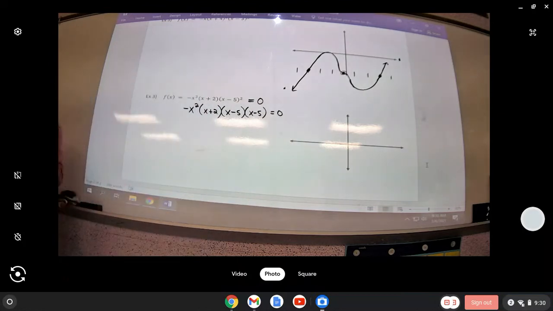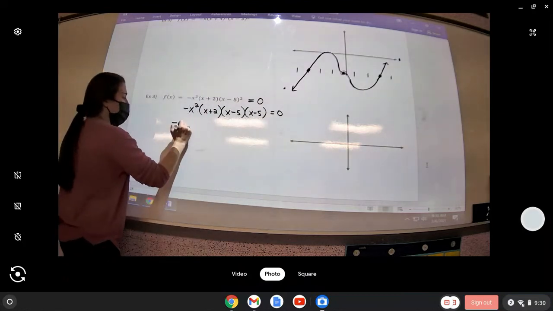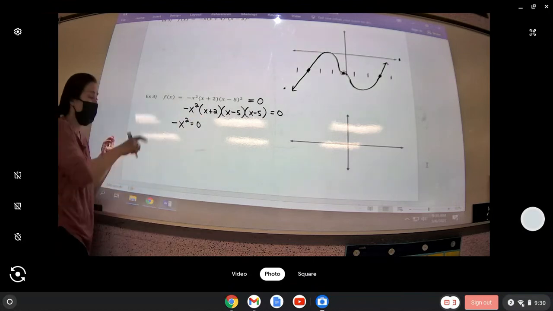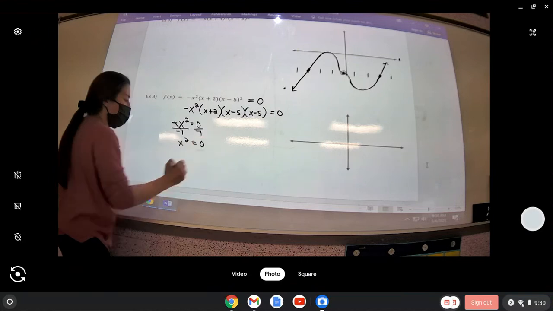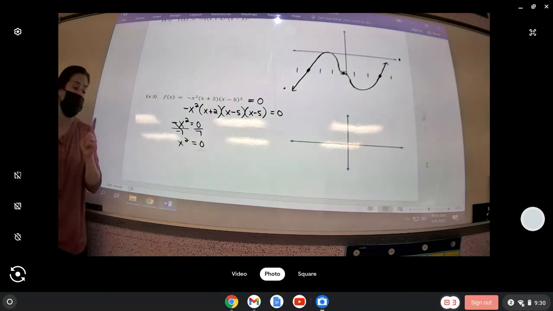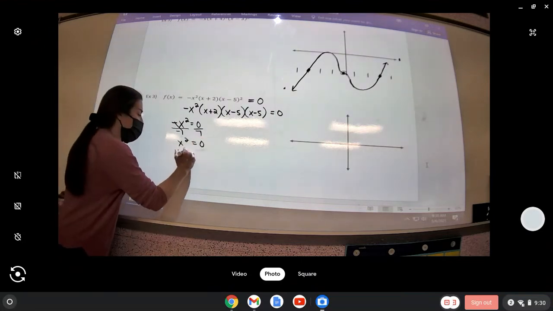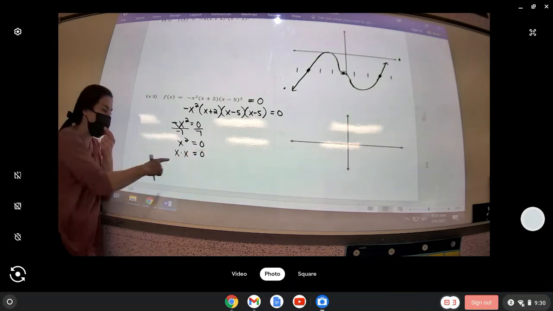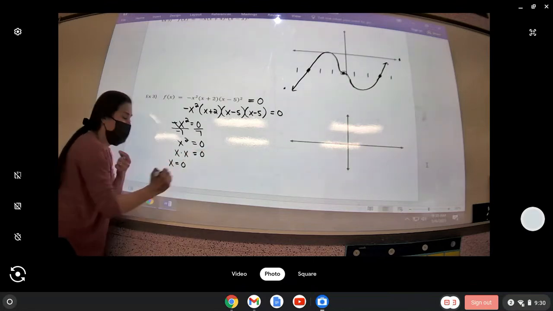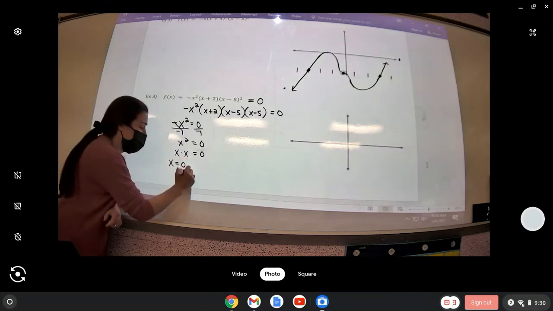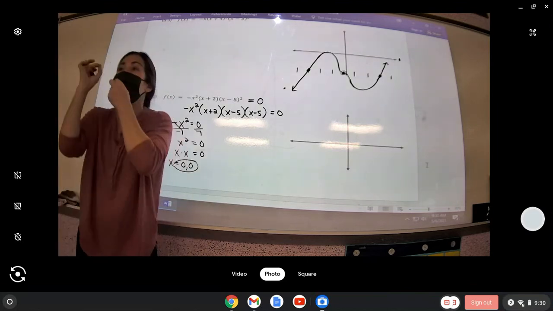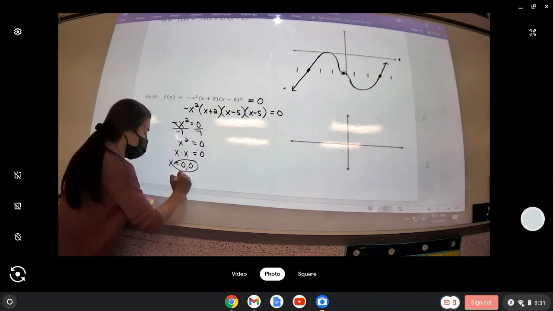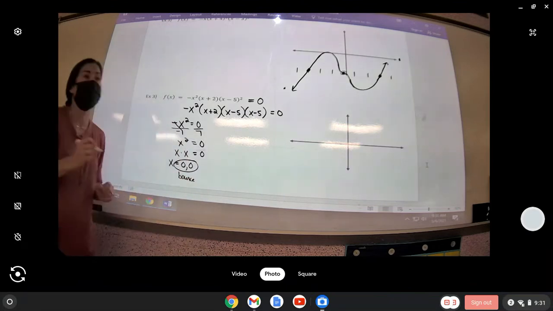Okay, let's set our factors equal to 0 and solve. Guys, if I set negative x squared equal to 0, I'm going to divide the negative 1 away. I get x squared equals 0. But really, how do you make an x squared? That's an x times an x, right? So when I set this factor of x equal to 0, I get 0. When I set this factor of x equal to 0, I get another 0. So you have an x-intercept at 0, but guys, it repeated twice. That's an even multiplicity. That's a bounce. It will bounce at x equals 0.